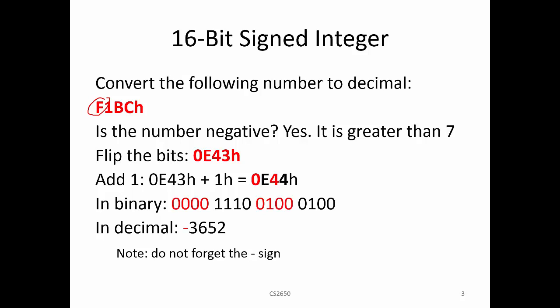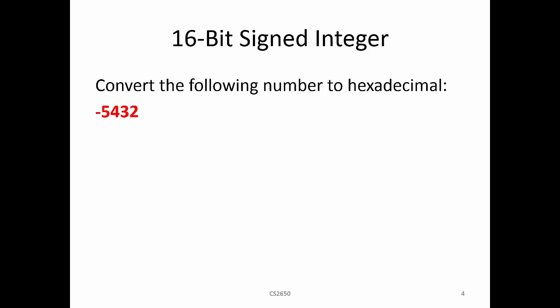Okay? But now, what if we're going to go the other way around? From an actual negative number, I want you to convert this decimal number, negative 5432, to hexadecimal notation. So what is the first question we ask ourselves? Is this negative? The answer is yes. So we're going to have to flip the bits. But first I need to get the regular bits.